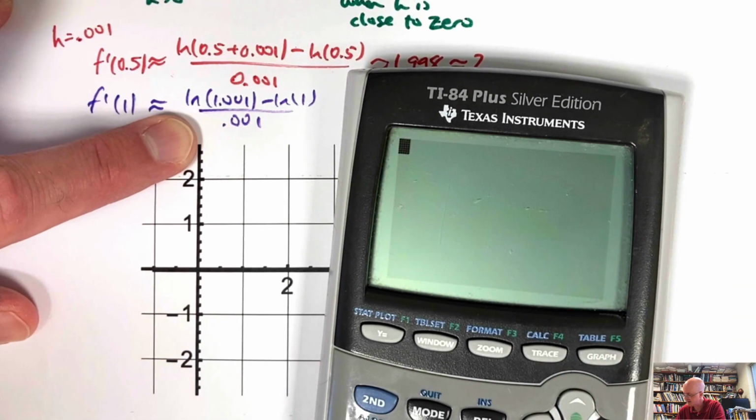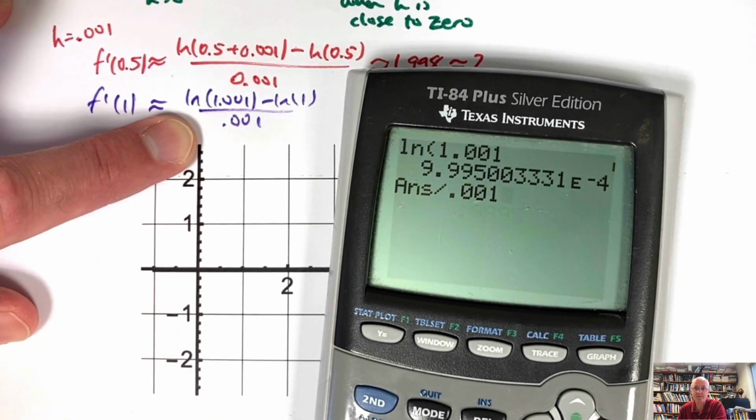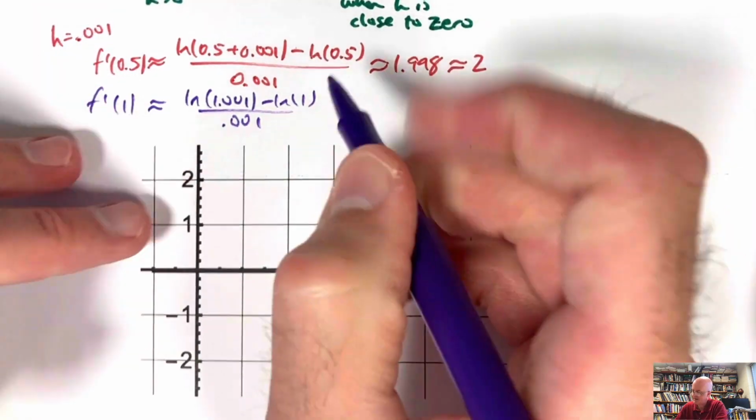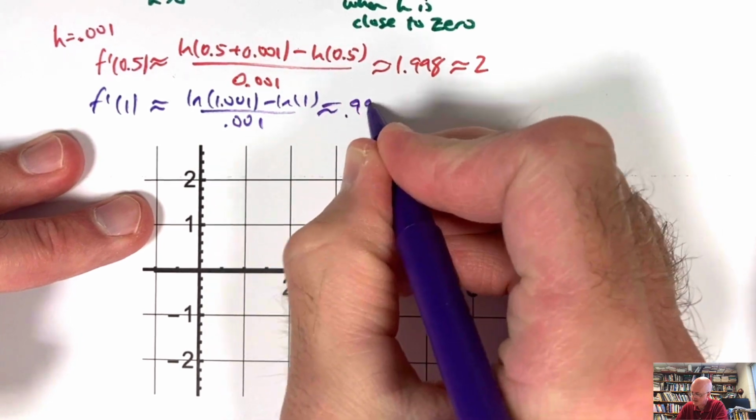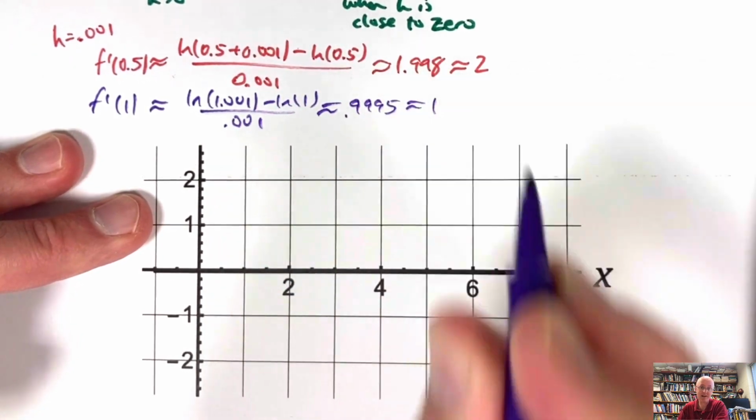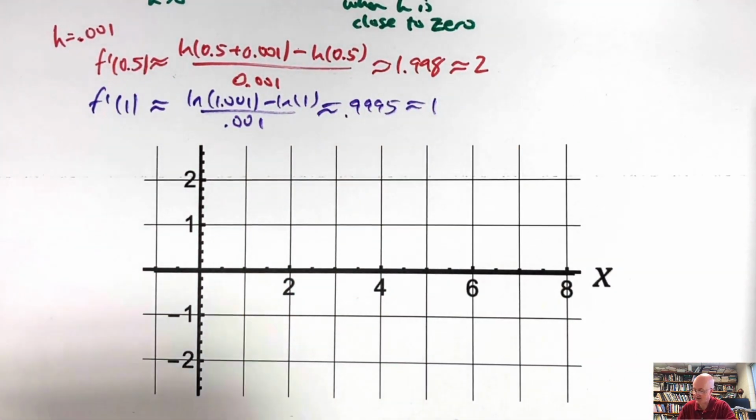Oops. Sorry about that. Divide by 0.001, we're going to get a number close to 1. Close enough to 1, 0.9995. With 0.9995, maybe the true value actually is 1, and that is actually correct.